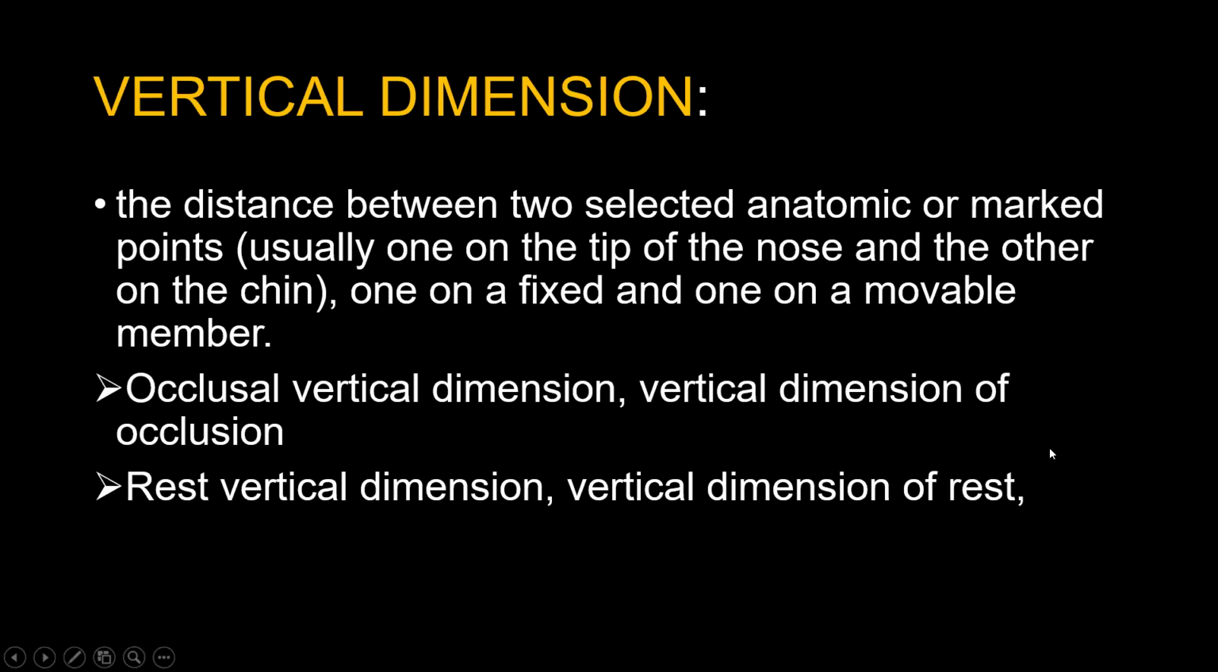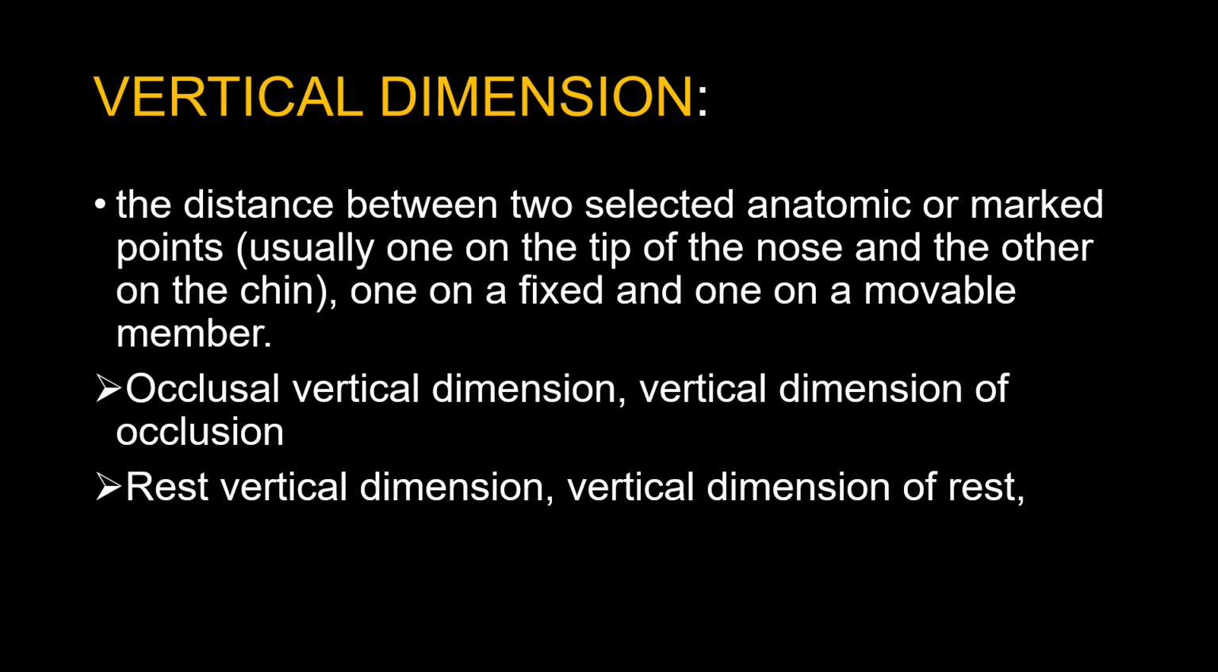Now, let us begin with the vertical dimension or the vertical jaw relation. The vertical jaw relation is described as the distance between two selected anatomic or mark points. We usually see in our clinics that we mark the tip of the nose and the other on the chin. One point is fixed and the other is movable. So, in this situation, you'll all be able to guess that the point on the tip of the nose is the one that is fixed, and the one on the tip of the chin is the one that is movable.